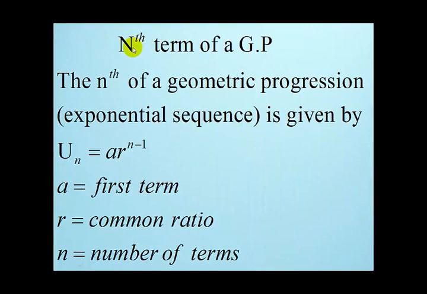Now, let's look at the nth term of a GP. The nth term of a geometric progression, also known as the exponential sequence, is given by u subscript n equals ar exponent n minus 1, where a is the first term, r equals the common ratio, and n is the number of terms.